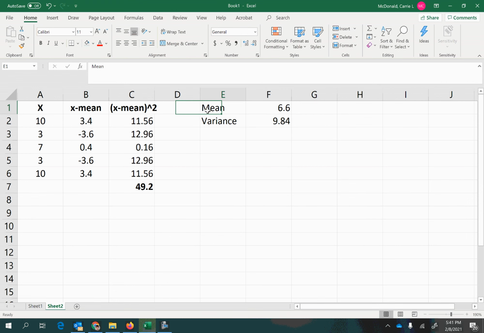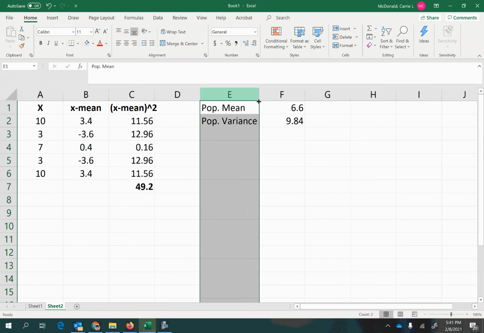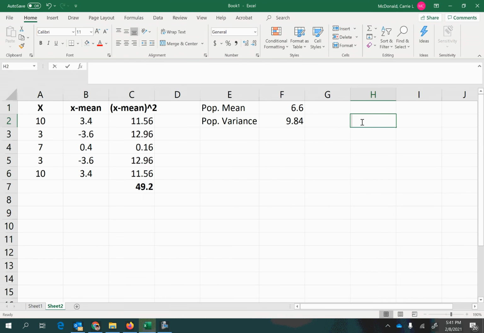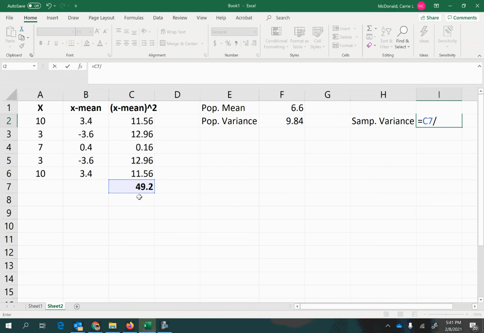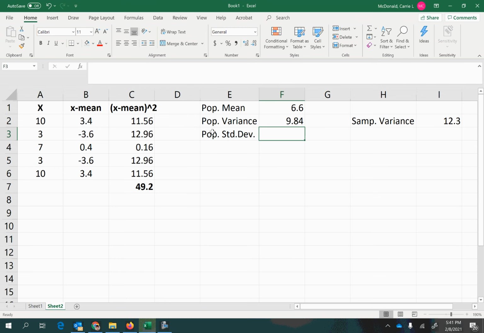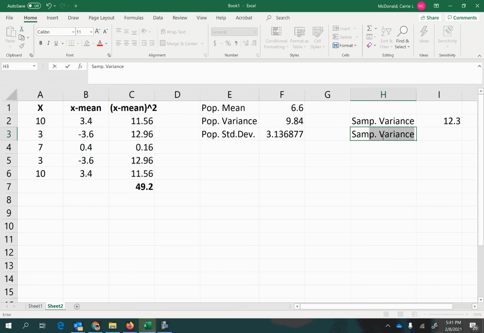And just to make this a little more clean, let's say population mean and population variance. And so the only difference, like I said, is if it was a sample variance, then we would divide the same total by 4 instead. So then the population standard deviation is the square root of the variance. And likewise, the sample standard deviation would be the square root of the sample variance.